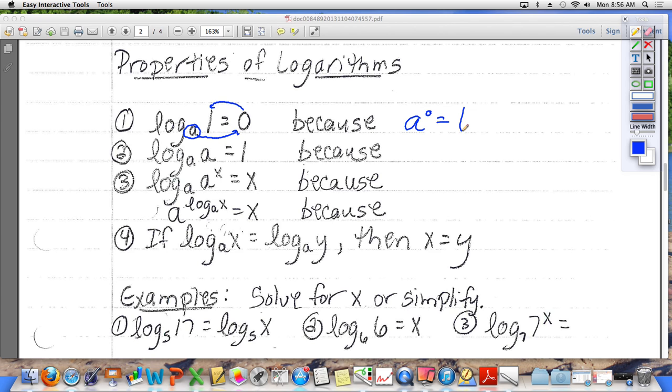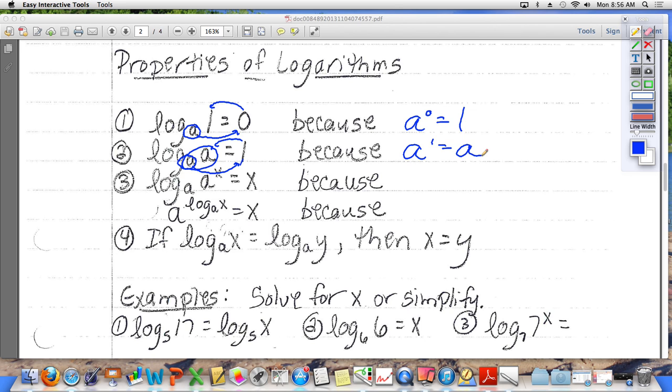What about this one? If these two numbers match, the base number and then what you're taking the log of, if those two numbers match, it's equal to 1. And the reason is that if you take this A value and you put it to the first power, what is A to the first power? It's A. So A to the 1 power is equal to A.